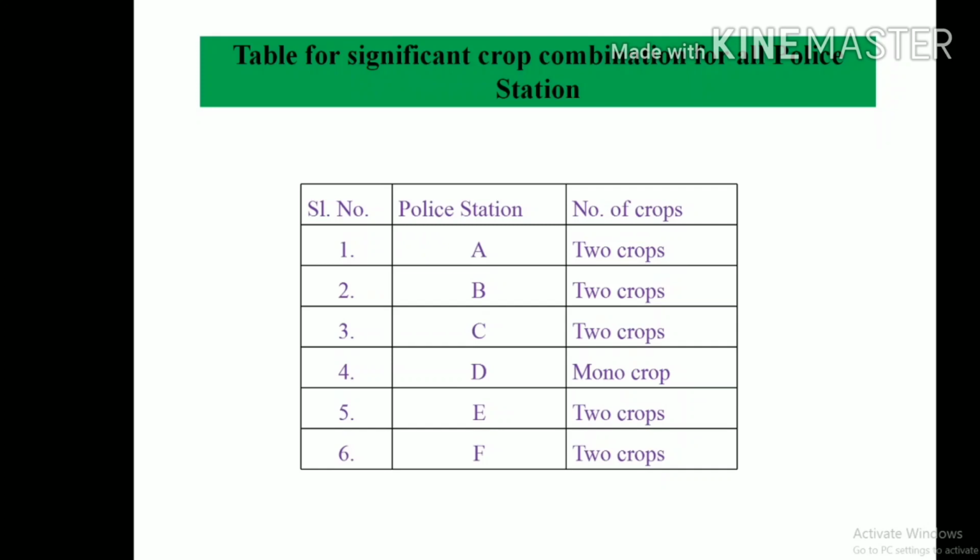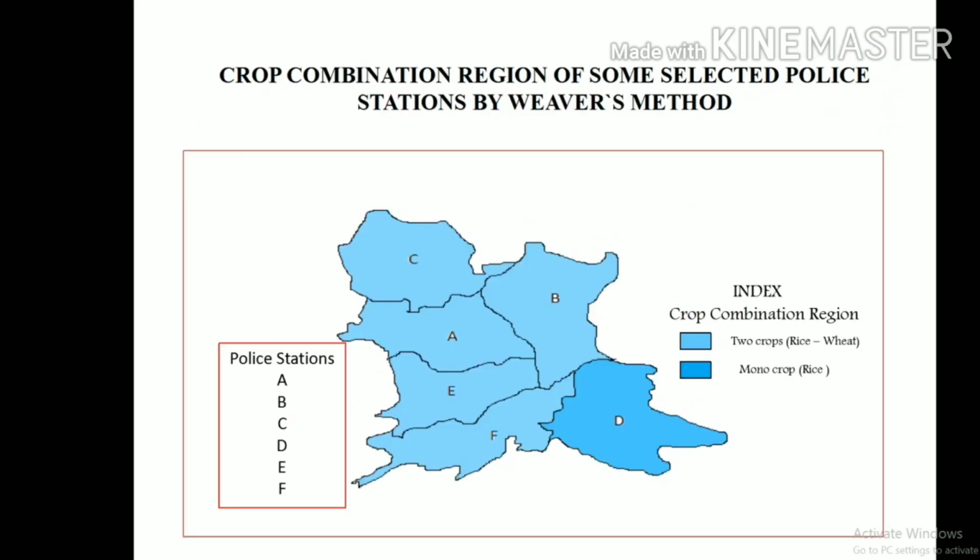Using this table, you have to prepare a choropleth map and interpret the result. So on the basis of the result, I have prepared a choropleth map showing the crop combination region of selected police station by Weber's method. In interpretation, you can write: crop combination by J.C. Weber's method for the four crops such as rice, wheat, oilseed and pulses has been shown in the 6 police station of the given map.